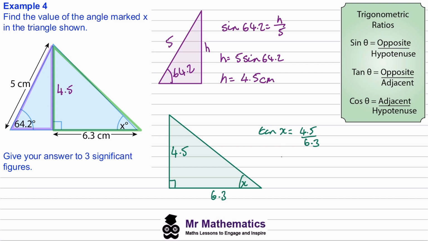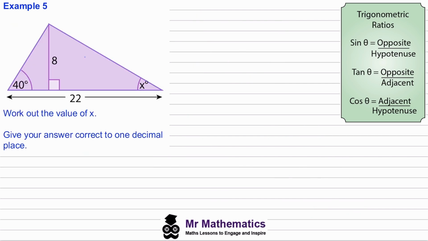If we take the arctan of both sides, x will be the arctan of 4.5 divided by the 6.3. When we work this out, we get 35.5 degrees to 3 significant figures. Okay? Let's try one more example.